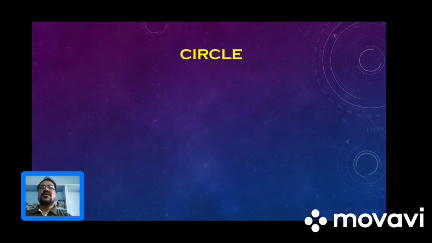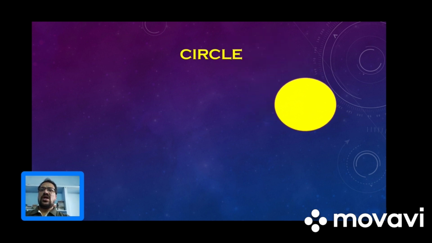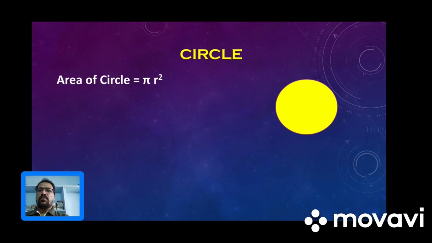We have one more special one, circle. A circle is a closed figure which does not have any sides. So this is your circle. What about the area of circle? Yes, we have already discussed the area of the circle. That is, area of the circle is equal to pi r square, where r is the radius of the circle. Pi is the value 22 by 7.